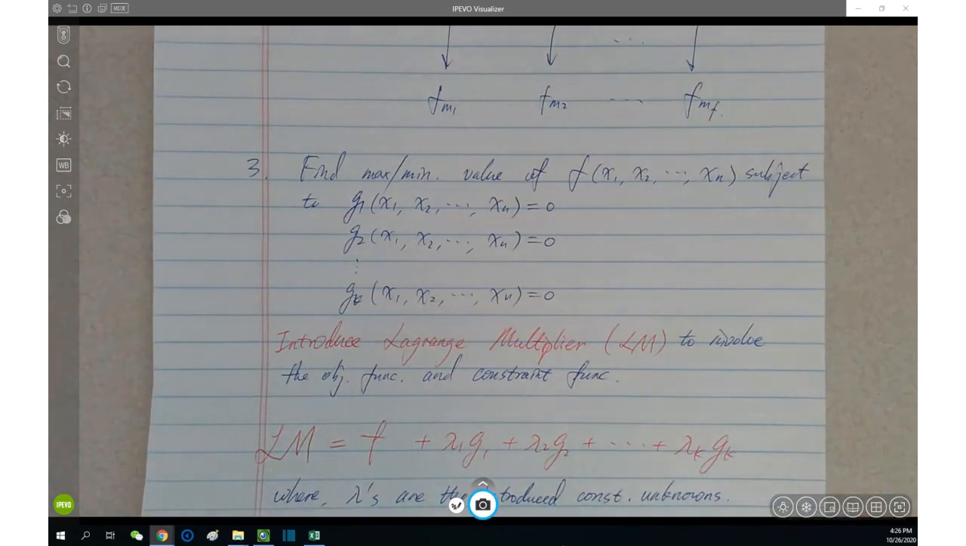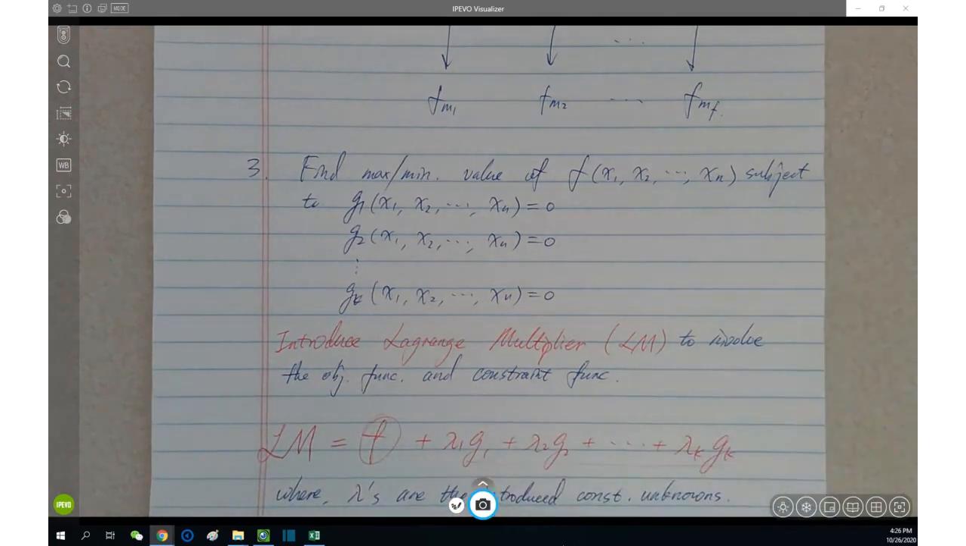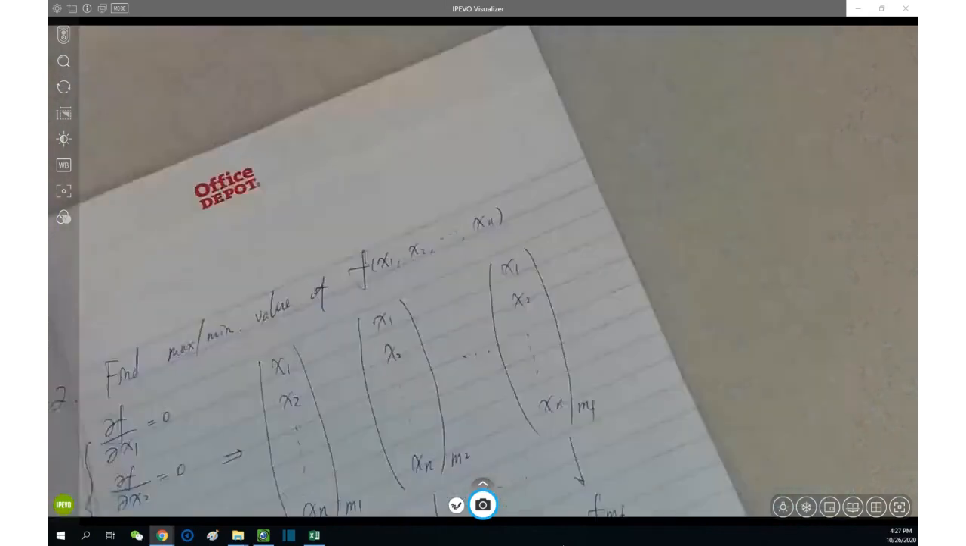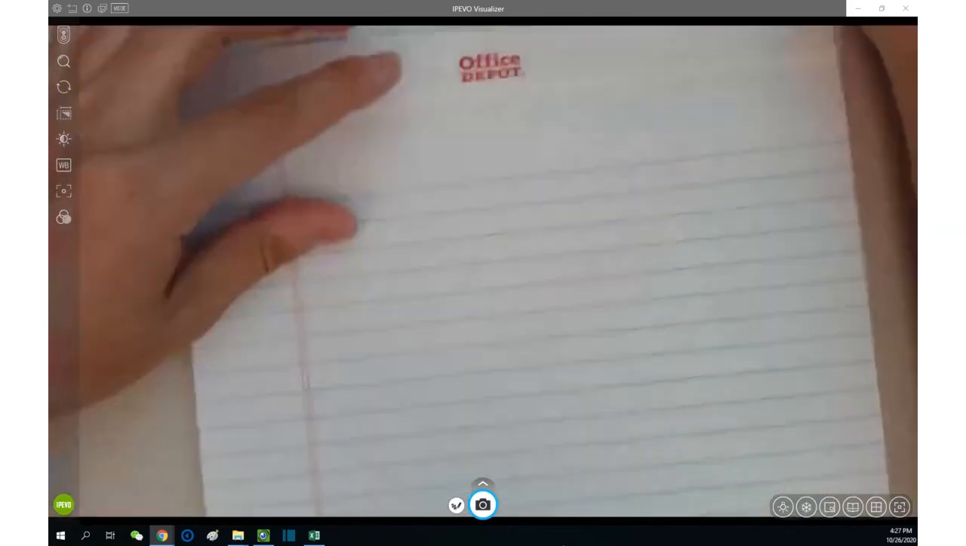So what do you see? Basically, you're simply combining the objective function and constraint functions. Very straightforward in such a way. And you assign different weights to different constraint functions, lambda 1 through lambda k, based on which we go ahead.